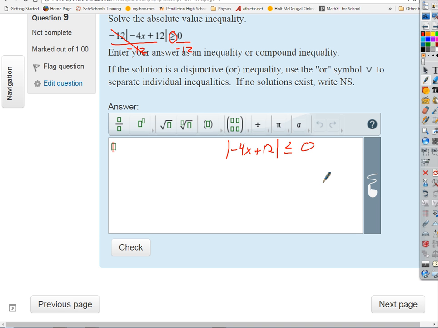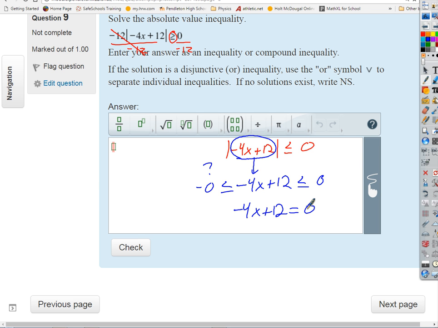So what happens with this? Well, now we've got an inequality where the absolute value is less than a number, so that means that what's inside the absolute value bars goes in the middle, and it's greater than or equal to negative 0 and less than or equal to positive 0. Well, negative 0 is just 0. 0 doesn't have a sign, and so in other words, if something is greater than or equal to 0 and less than or equal to 0, the only way that can happen is if it is equal to 0.